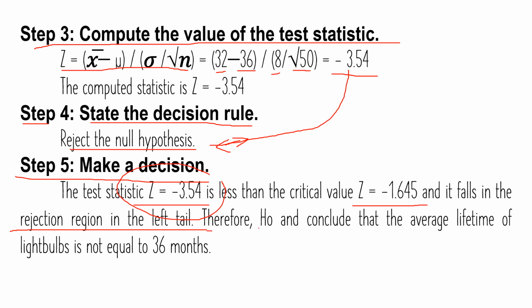Therefore, reject your H0 and conclude that the average lifetime of light bulbs is not equal to 36 months, because we need to reject your null hypothesis and we adopt your alternative hypothesis, meaning to say it can be less than 36 months or greater than 36 months. So that will be our conclusion. We need to reject your null and we need to adopt your alternative hypothesis.